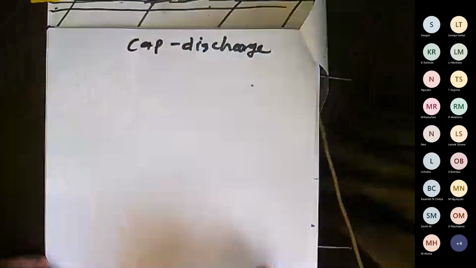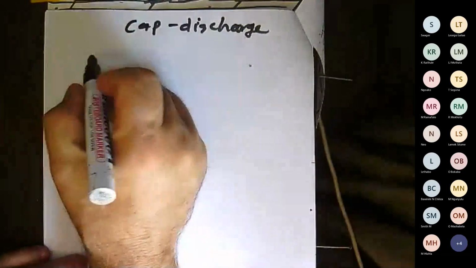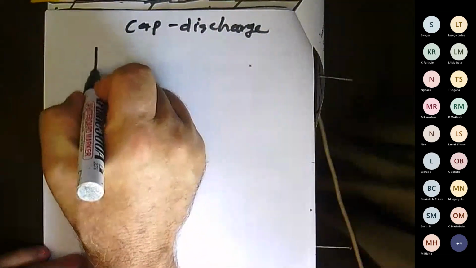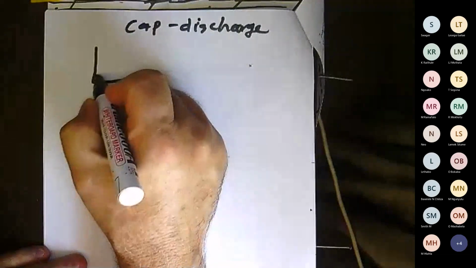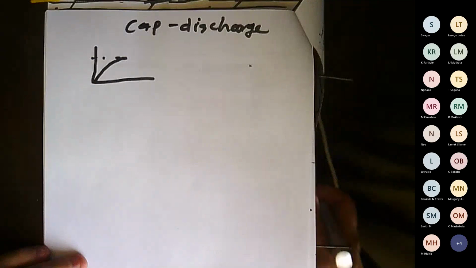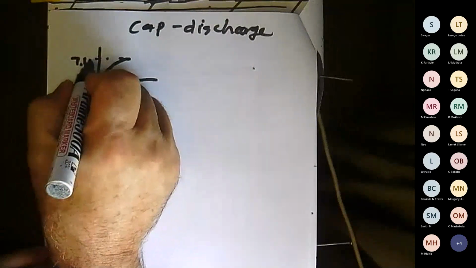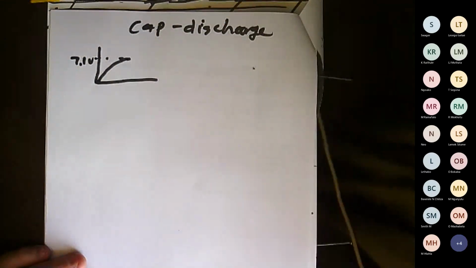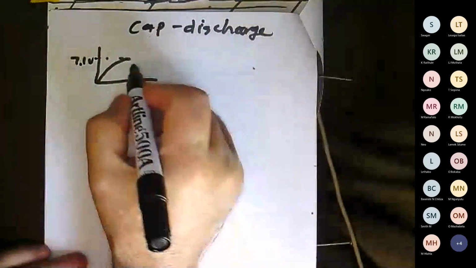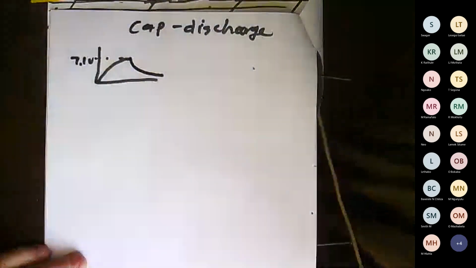The capacitor discharging. Now to discharge the capacitor, remember we've charged it up to 7 volt. We've done this now, and we reach this value of 7, what was it? 7.1 volt. We reach that value, and now at that value, we want to discharge it. So the E curve will look like this. We're going to discharge it.